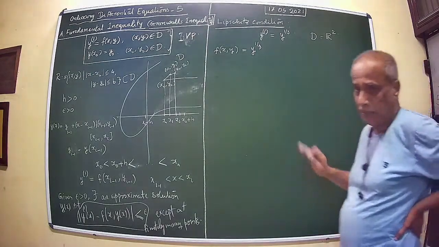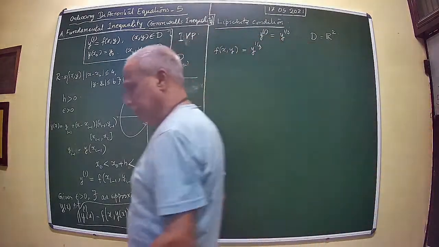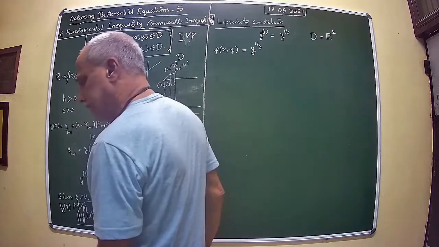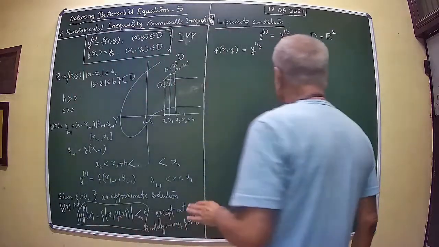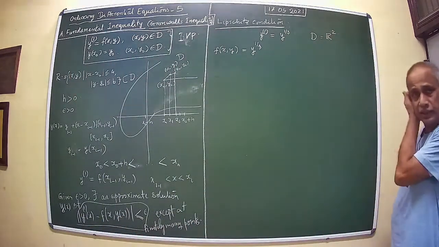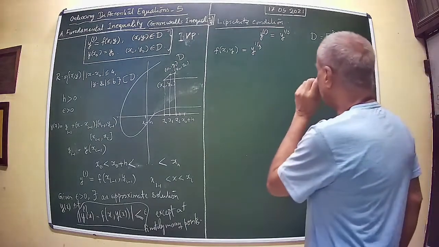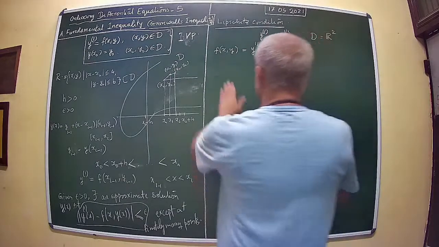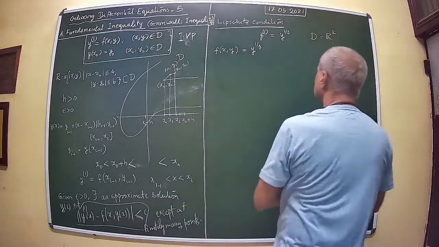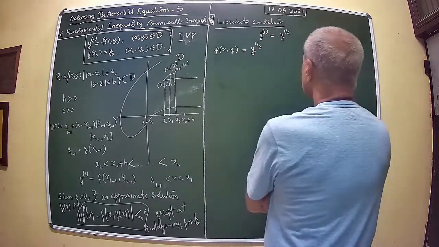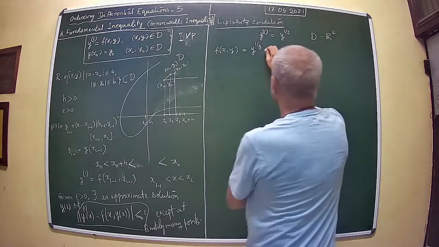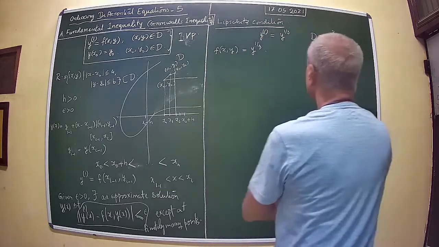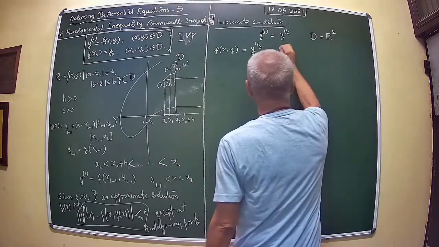So there is no problem. It is also continuous, and it's also differentiable. There is no problem, except possibly at some place where y equal to 0 or something like that. So we will take it up. Now we will look at the initial value problem.